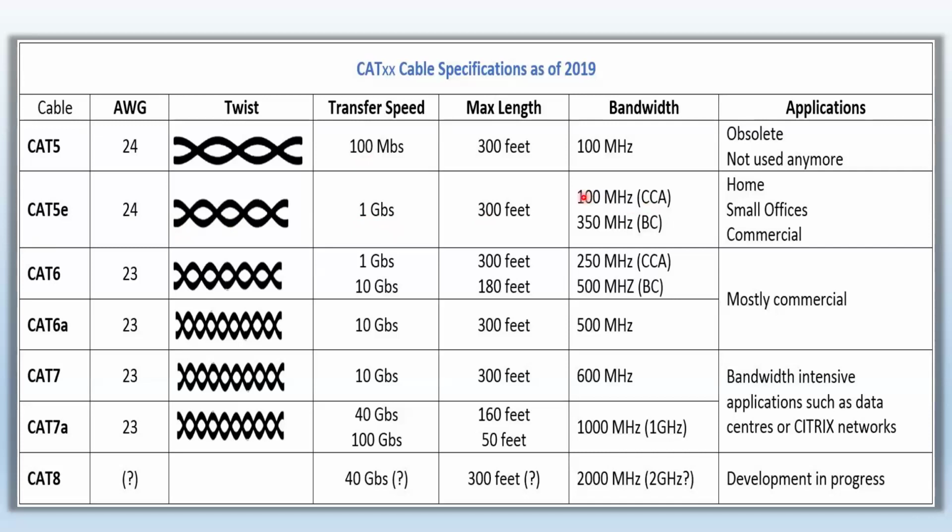Now, Cat5e can carry up to 100 megahertz if it's CCA, which is the copper-clad aluminum. And it can carry up to 350 megahertz if it's bare copper, which means basically the whole conductor is made of copper, not aluminum coated with copper. Applications: home networks, small offices, commercial.